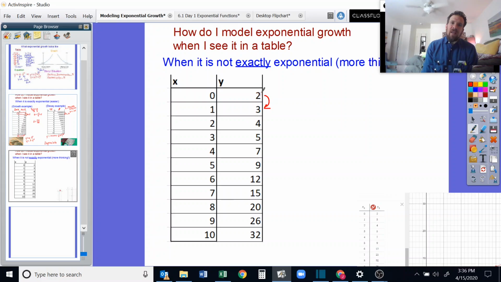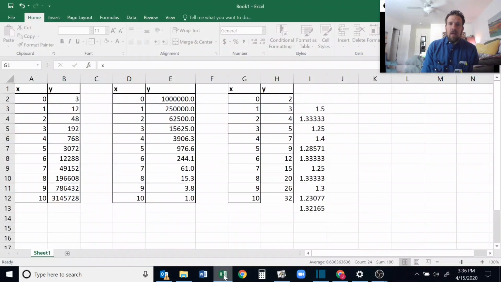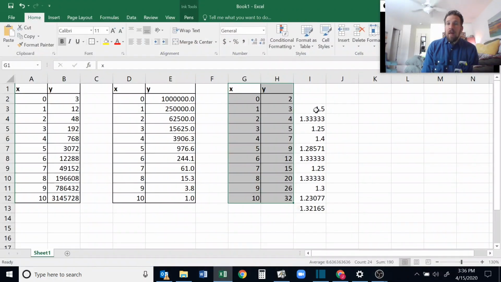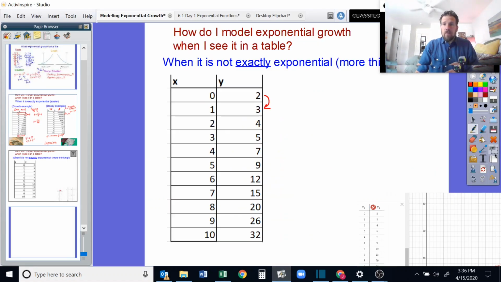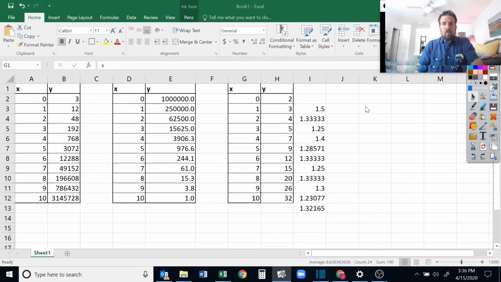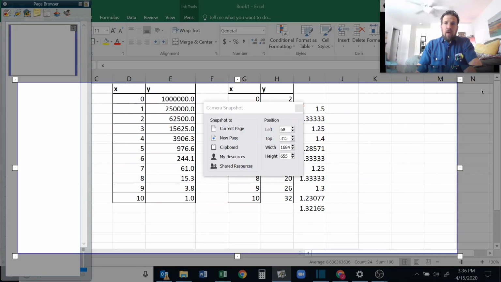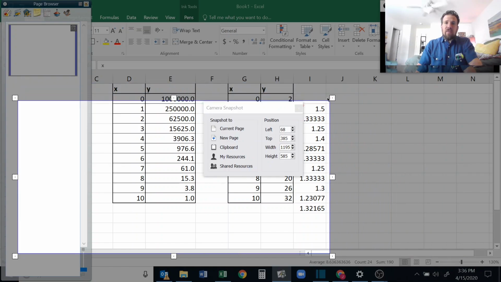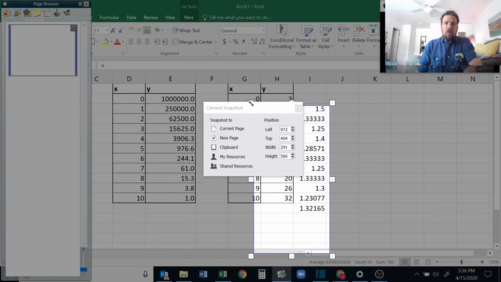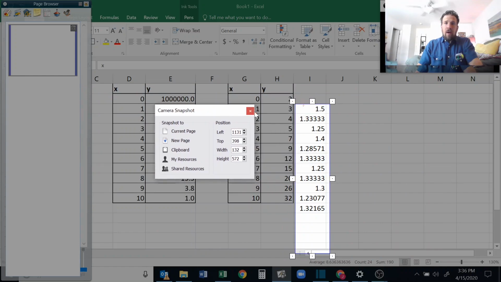And we know that that scale factor is going to be this number divided by this number. So here, what I've done is I've looked at this data, and let's go ahead and just copy this right in here. So this data here is what I get when I divide each term by the previous one. And we'll be able to see that a little bit better.